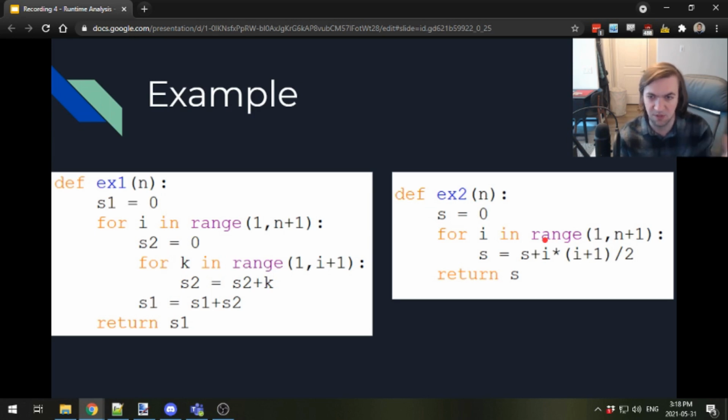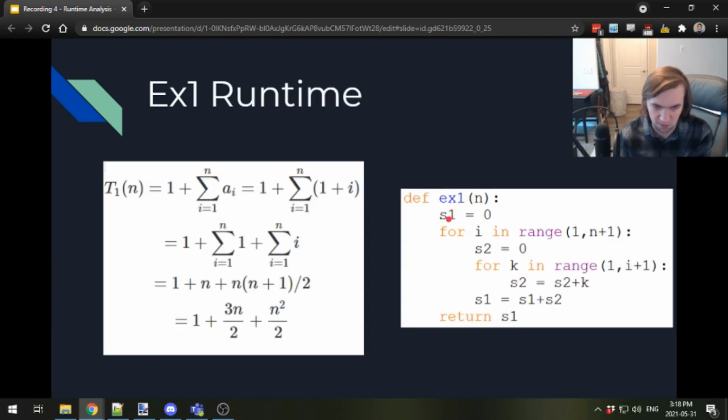So let's put some of this into practice. Taking a look at a couple of code examples that I have here. We'll start with the first one, then go over the second one, but you can hop back if you need to see the code again. In our first example here, we have s1 equals 0. I is going to go from 1 to n plus 1. In other words, it's going to go n times, right? S2 starts at 0. K is going to go up from 1 to I plus 1. And inside that, we have S2 is S2 plus K. S1 is the sum of S1 and S2. We return S1 at the end.